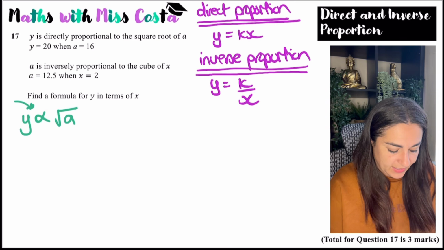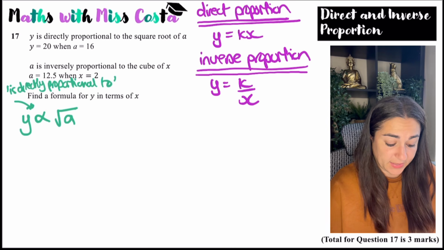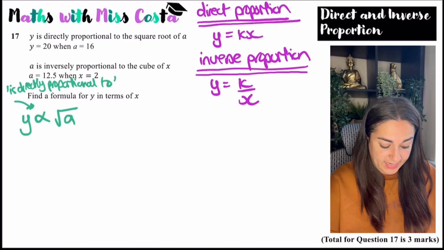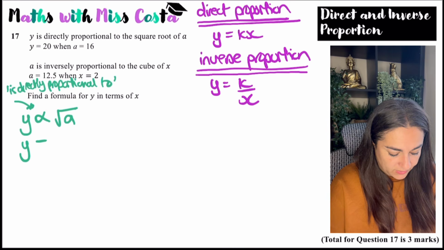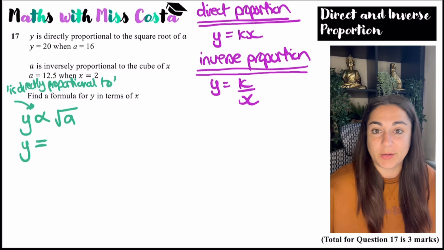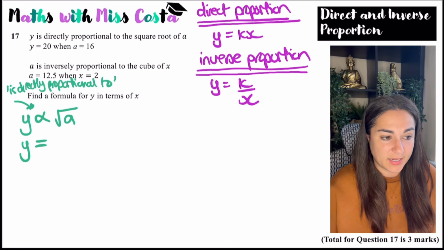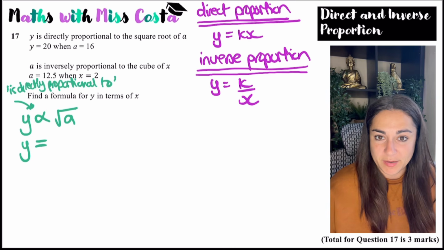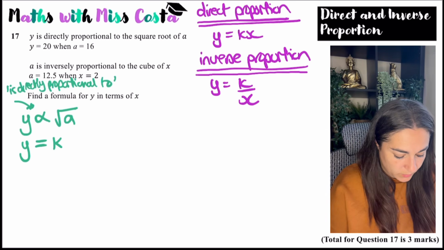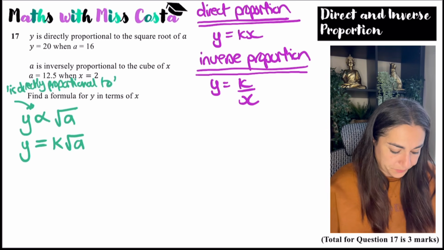But this little sign here just means is directly proportional to, and I just like it because sometimes it's going to be the square root of a, sometimes it will be the cube of x, things like that. So it just helps to lay it out. We then turn it into the formula. So if it's directly proportional to the square root of a, it must mean it's equal to the square root of a multiplied by something, which is where k comes in. So y must equal k root a.